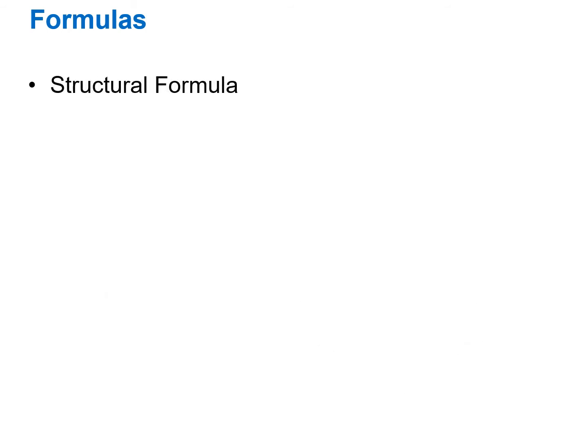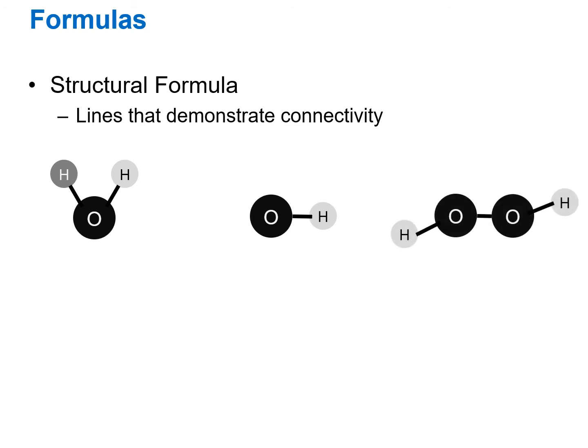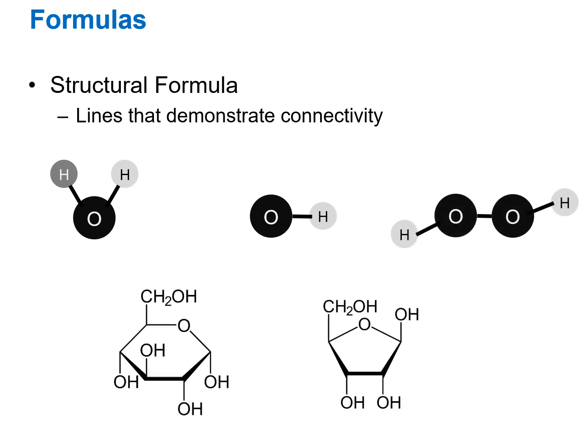And here we are at the structural formula. And you might be asking yourself, what is a structural formula? Well, you've been looking at it all throughout this lecture. These are basically those pictures that have the lines that show how the atoms are connected together. So here's the structural formula for water. Here it is for the hydroxide ion, and here it is for hydrogen peroxide. We also saw it when we looked at glucose and ribose.